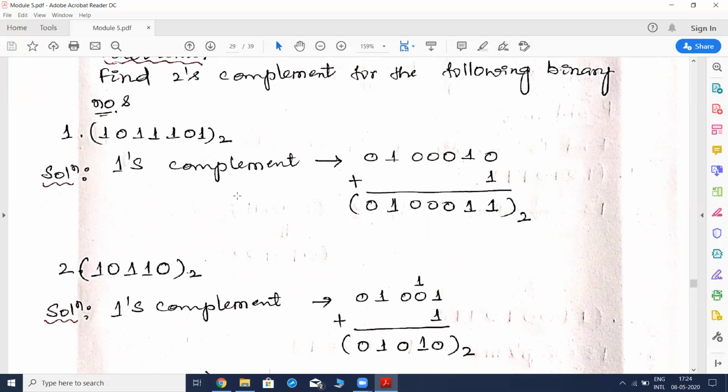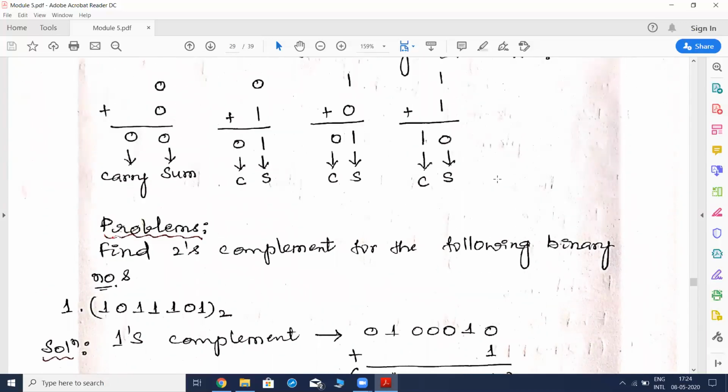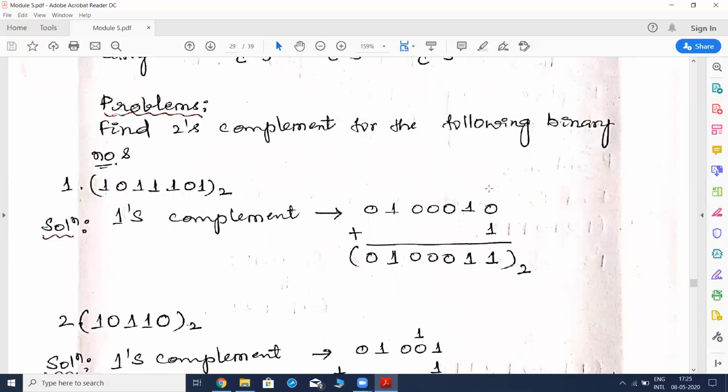Next we must add 1 to it so that we get the 2's complement. What is the addition of 0 plus 1? Just now I told you the addition rules. 0 plus 1 is 1, so we have 1 here and the remaining bits are 0 0 0 1 0. So this becomes our 2's complement.